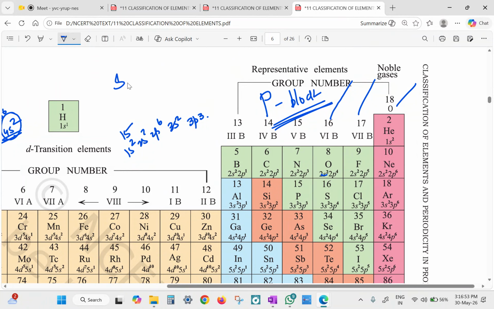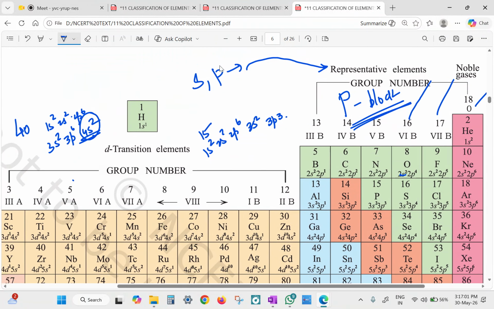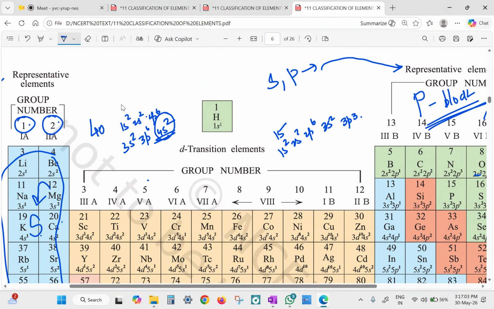The s block and the p block elements put together are also termed as representative elements. These are the names that you should be aware of, right? The representative elements are the s and the p block elements.